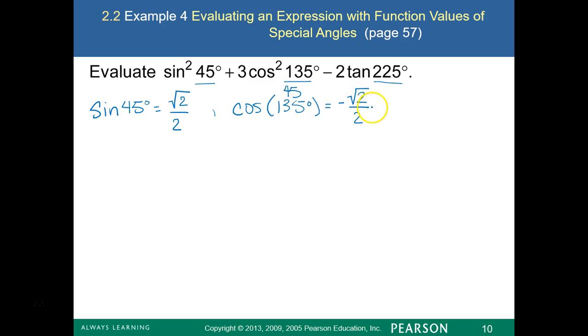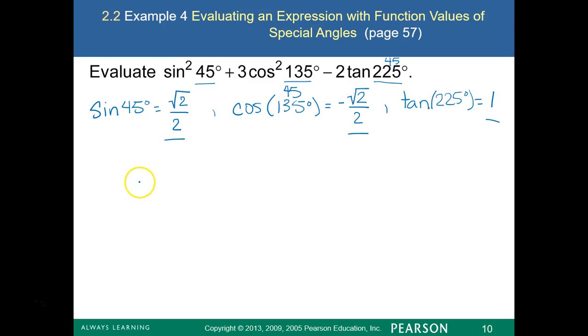And then the last one, 225. Again, this is going to have a reference angle of 45 degrees. But this is in our third quadrant, so tangent values in the third quadrant are going to be positive. So tangent of 225, we already found that in a previous exercise too, is 1. Now take all of these values that we have found for each of our cosine, sine, and tangent functions and plug them in to what you have to evaluate.